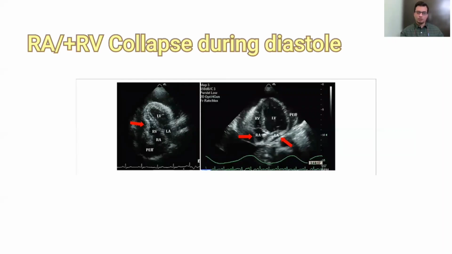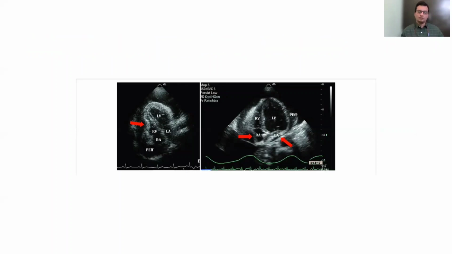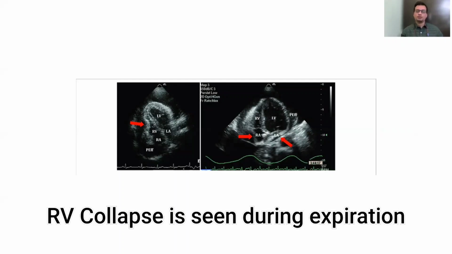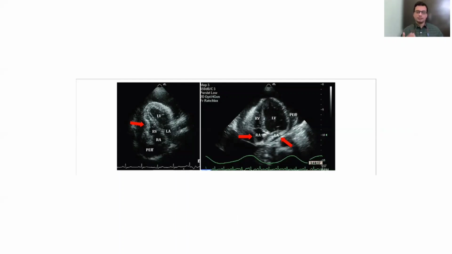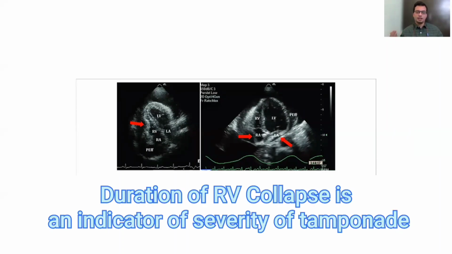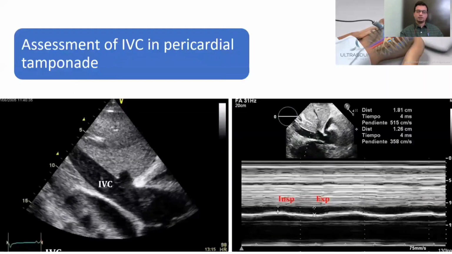Now, a common sign of cardiac tamponade with significant hemodynamic compromise is the collapse of the RA and RV. The collapse of the RV free wall will only be seen during the expiratory phase of respiration, but as collapse of the RV progresses, the detection is possible throughout the whole respiratory cycle, that is expiration as well as inspiration. The duration of collapse of the RV free wall is an indicator of severity.